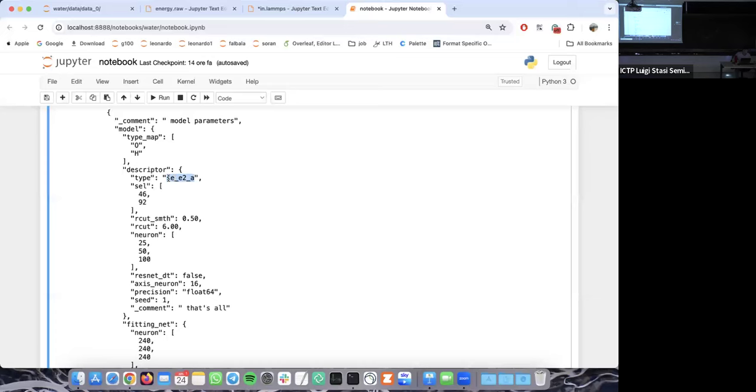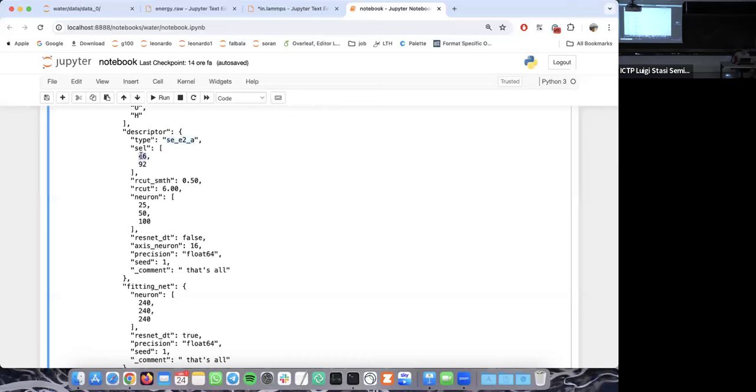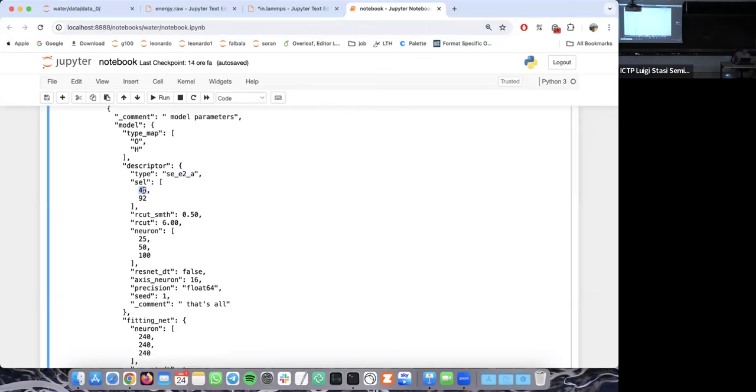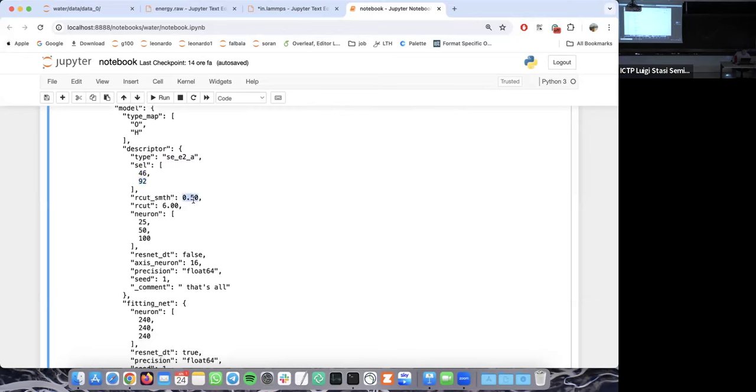So the descriptor type, this is the descriptor that I described to you before. There are other descriptors, you can mix descriptors, but this is the most famous one, the one that you usually use. There are ones that just consider the angular part, ones that just have the radial part, but this is basically the best. This is what you were asking me, the size of the descriptor. In this case, the descriptor will be made of 46 entries for the oxygen and 92, so double, for the hydrogen. This is the smooth cutoff, the small cutoff, and this is the big one, in angstrom.